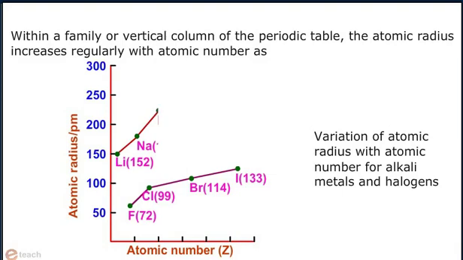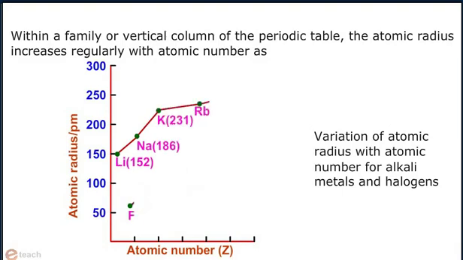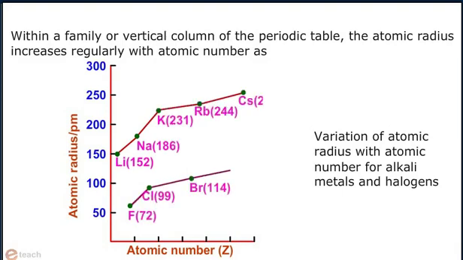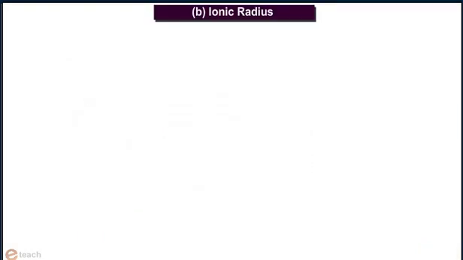Within a family or vertical column of the periodic table, the atomic radius increases regularly with atomic number as shown. The graph shows the variation of atomic radius with atomic number for alkali metals and halogens. Ionic radius.